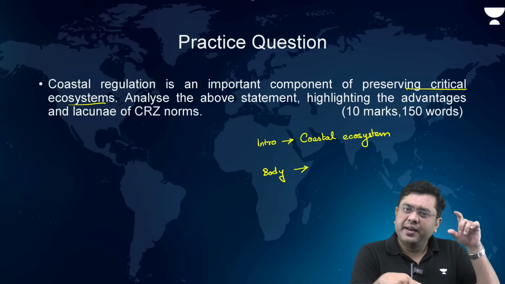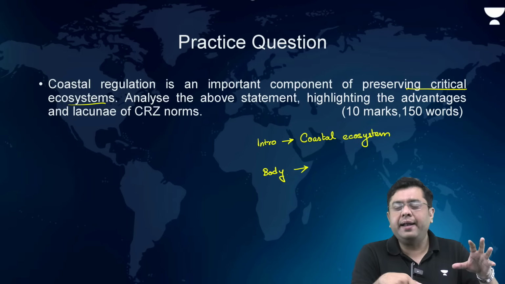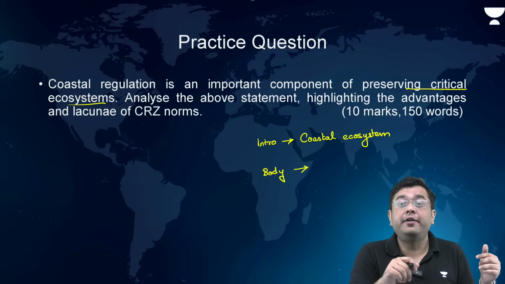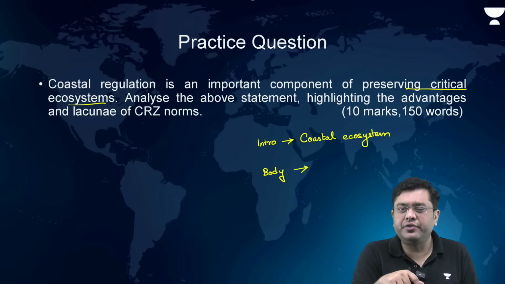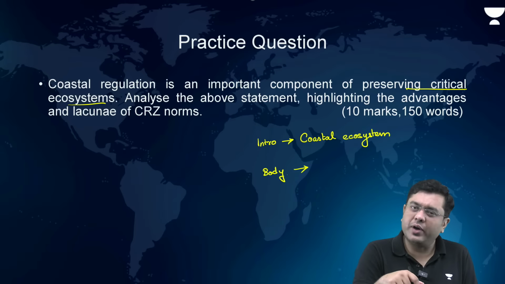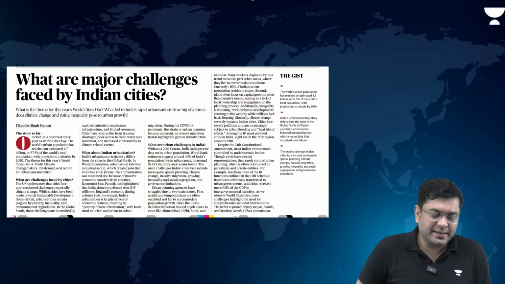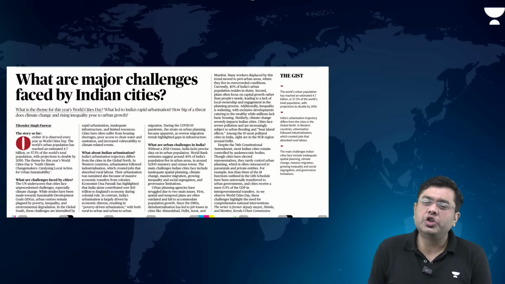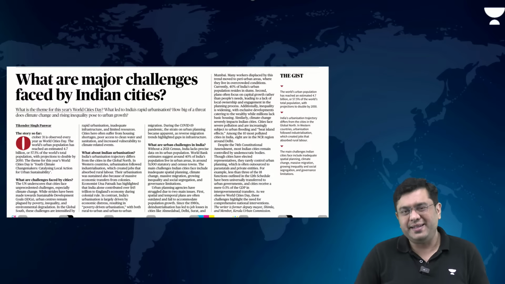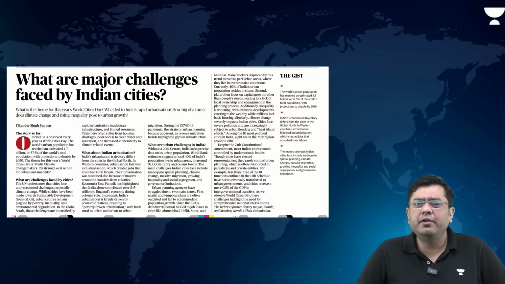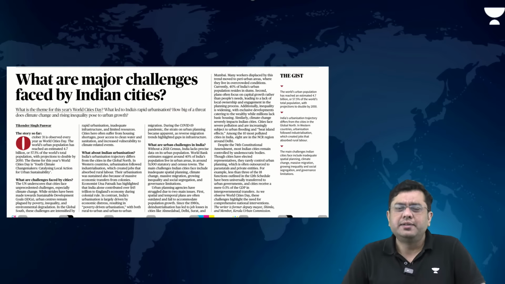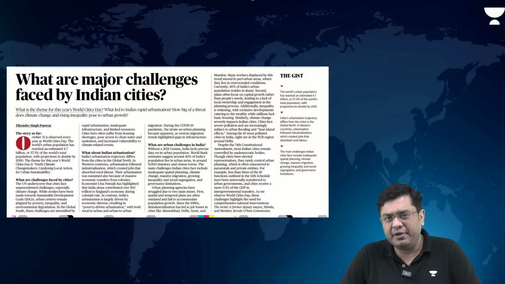And in the conclusion, there is a need for a holistic plan for the coastal area, for the conservation of the coastal area, if we want to adhere to the conservation of biodiversity in the region. Like that, you can conclude the answer. Now, moving on to the next article. What are the major challenges faced by Indian cities? Now, this is an article which keeps on getting repeated time and time again. But it again talks about the issues associated with urban development in our country.